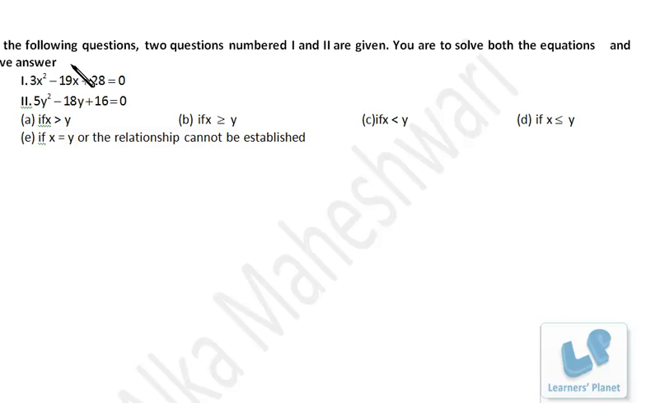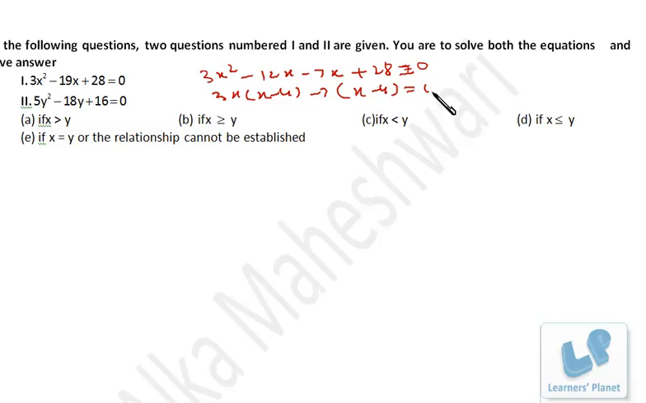Now here we have two quadratic equations, so we have to solve them to get the values of x and y. So 3x square minus 19x plus 28 is equal to 0. Now 28 into 3 is 84, so we have to break 19, that is 12 and 7. So it's 3x square minus 12x minus 7x plus 28 is equal to 0. Right? So 3x is common, x minus 4, minus 7, x minus 4 is equal to 0. So x is equal to 7 by 3 or 4. So we got the two values of x in this case, right?